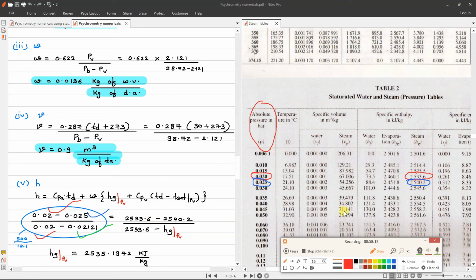Okay, so for 0.02 bar, what is Hg? 2533.6 minus, for 0.025 bar, what is Hg? 2540.2. Then again we have 0.02, same value I have written here, minus we have to calculate Hg at PV. Okay, what is this Hg at PV? It is Hg at PV, or it is also Hg at dew point temperature. Okay, so Hg at PV is equal to, we got that value, 2535.1972 kilojoule per kg.